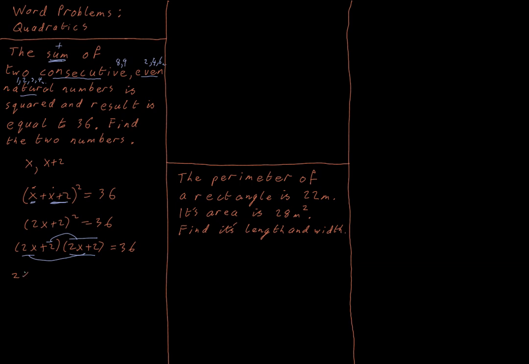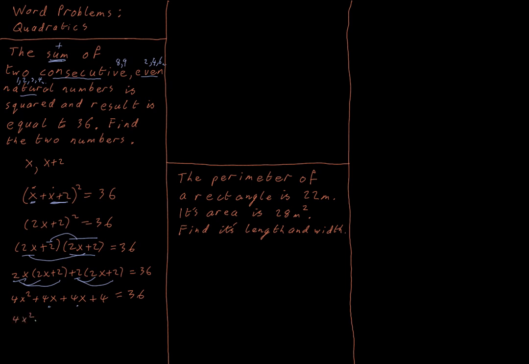And we get 2x on 2x plus 2, plus 2 on 2x plus 2, is all equal to 36. And now we multiply what is outside the bracket by each thing inside. So we get 4x squared plus 4x plus 4x plus 4 is equal to 36. I have some like terms here, so I can add them up.